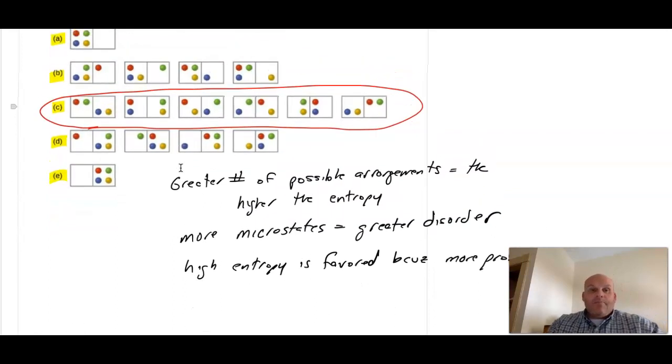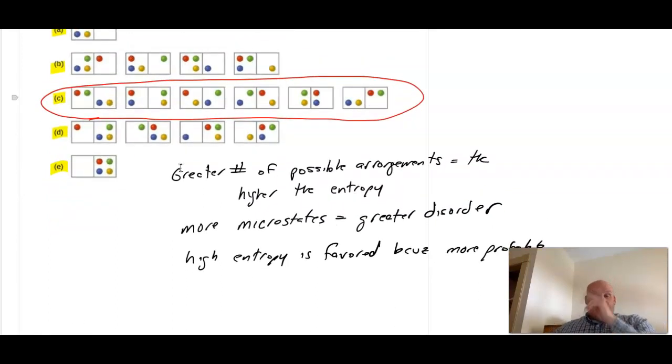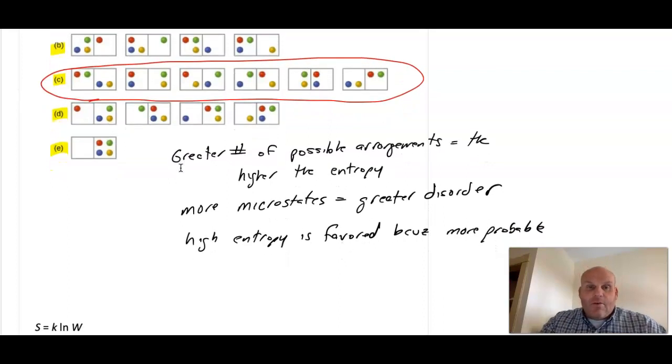Okay, so different ways of saying the same thing, or similar concepts here, is that the arrangement or the distribution with the greatest number of microstates is the most probable, because there's the greatest possibility of those. Which means that the more microstates there are, the greater the disorder, and high entropy is favored because it's more probable. Okay, so that's our connection between entropy and microstates.